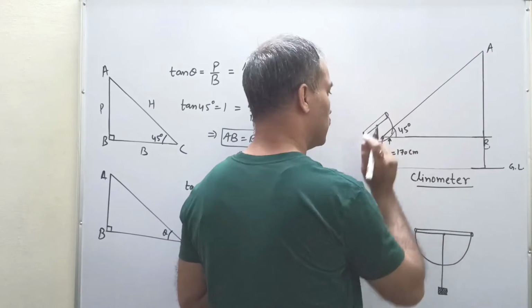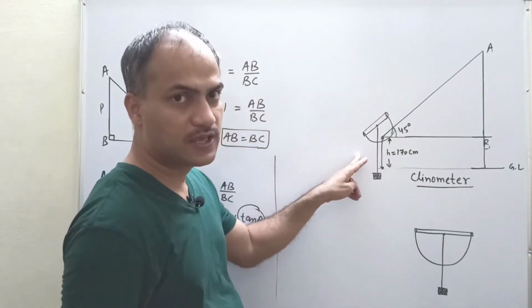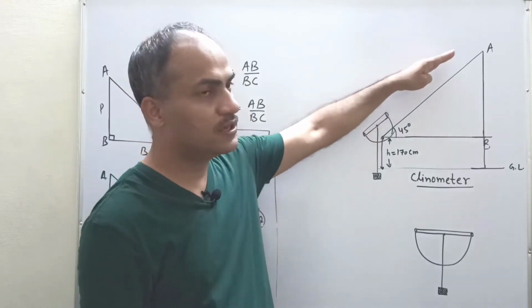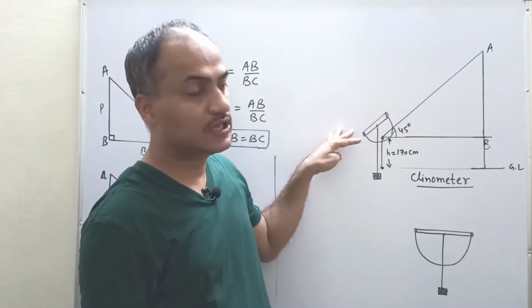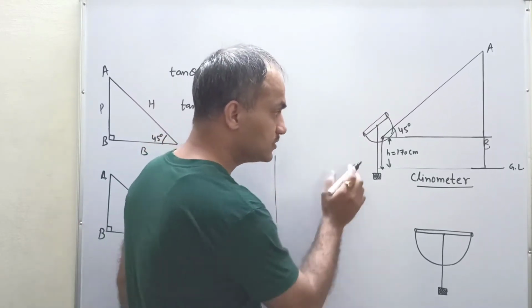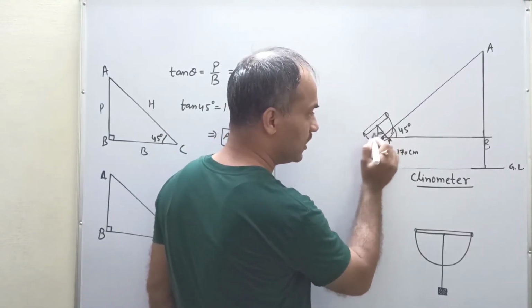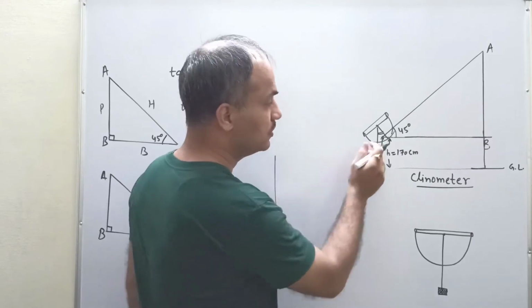We'll keep it here in such a way that this angle, what we measure from here, is 90 degree. Okay, now how to measure it? Just see, when we twist it from here, this is vertical. Okay, so this angle will be equal to what?